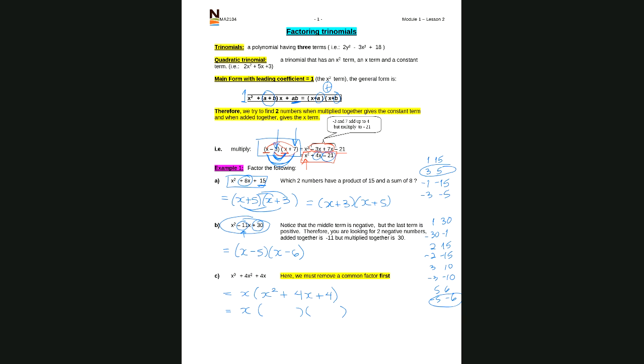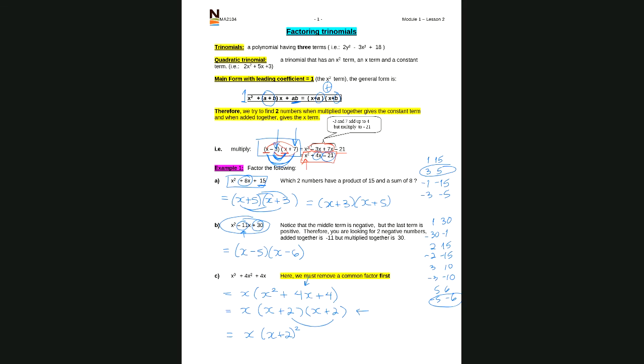So the leading term is x squared, so that's x times x. Now these two numbers multiplied together is +4 and also add to +4, and that is +2 and +2. This is a special factor. It's actually a perfect square trinomial. You can either leave it in this format, or you can take it one step further and square the bracket since it's multiplied by itself twice.